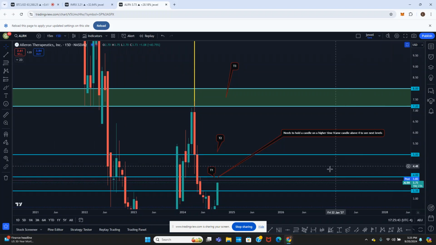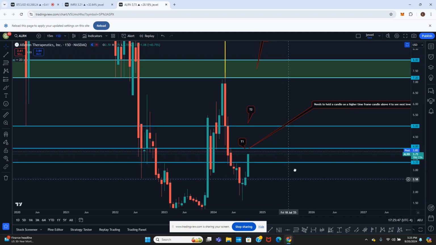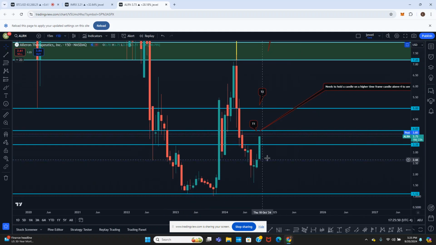Right now it's at post market. It's at $3.83. This thing ran pretty good too, guys. I got in this a lot lower, and this thing has run up pretty nice.